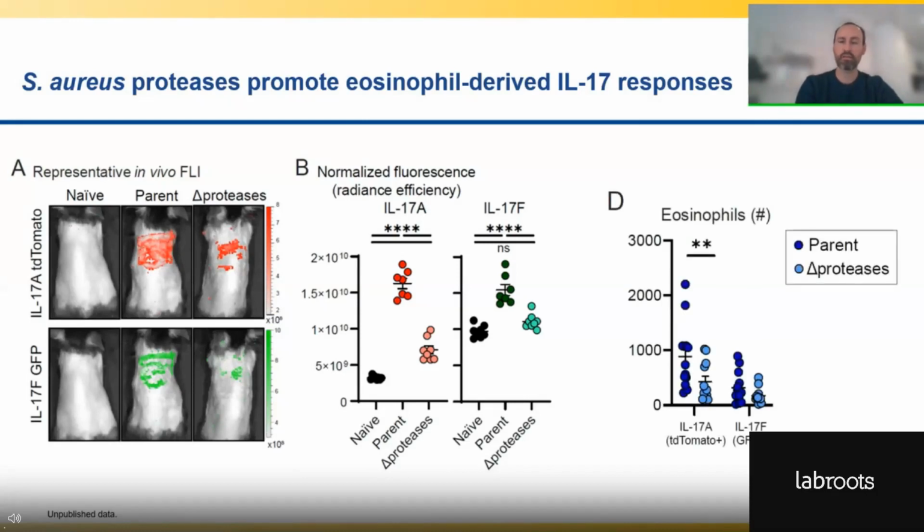Furthermore, we took the immune cells out of the skin and looked at eosinophil IL-17A and F producing cells. And what we found is that in the protease deficient strain, there was a significant reduction in the amount of IL-17A producing eosinophils and a similar trend in reductions of IL-17F producing eosinophils, suggesting that Staph aureus proteases promoted IL-17 responses that were promoted by eosinophils.